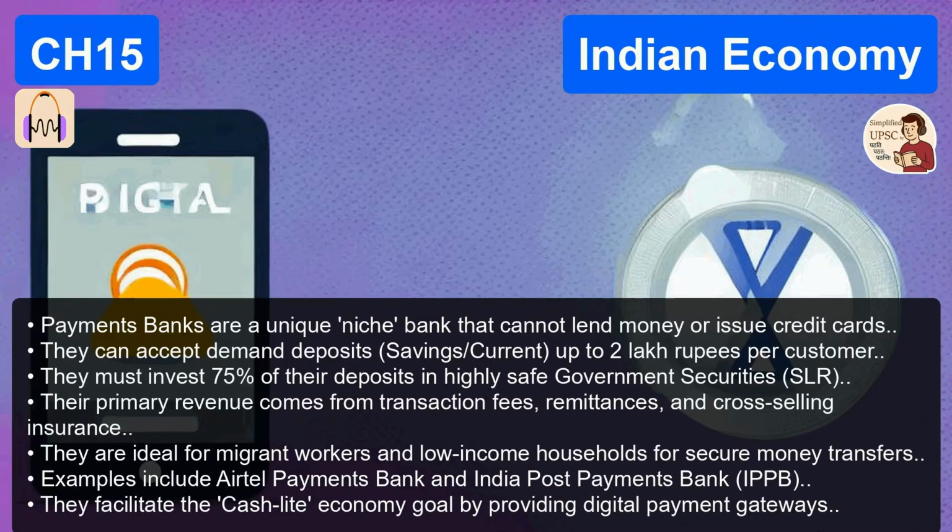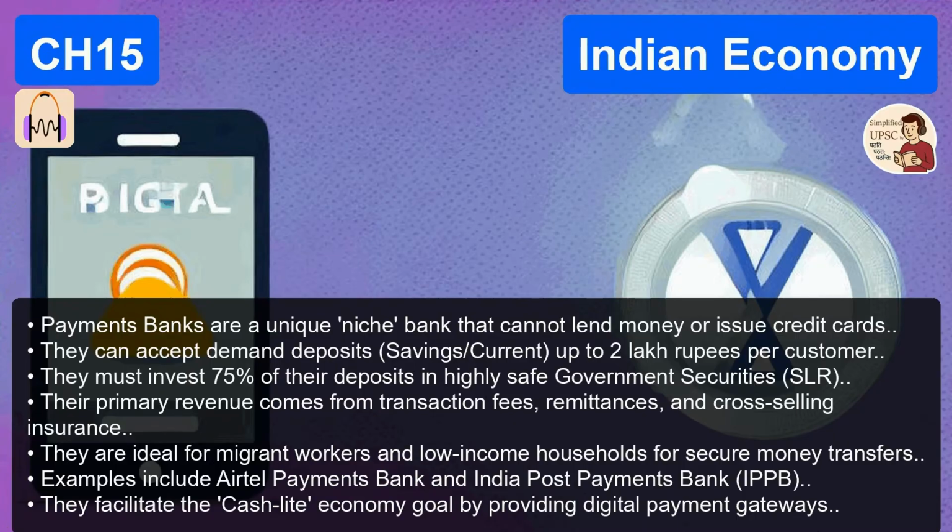Right, we got two main types of these specialized banks. First, small finance banks, or SFBs. How do they work? Think of SFBs as miniature versions of regular commercial banks. Their stated objective is to lend strictly to unserved and underserved sections. Small business units, small and marginal farmers, micro-industries.